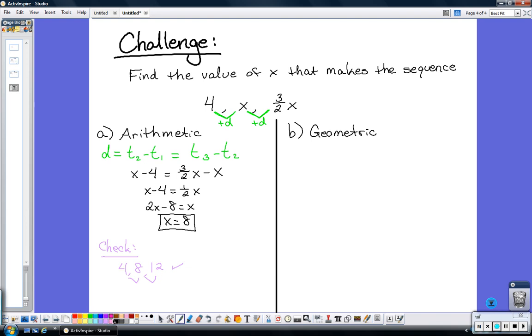For part B, we're asked to make the sequence geometric. Well, same idea regarding the gaps between the terms, except that this time instead of adding the same thing, we need to make it to where we're multiplying the same thing. Well, so what that means is that if you take a term divided by the one in front of it, it's got to equal any other term divided by the one in front of it.